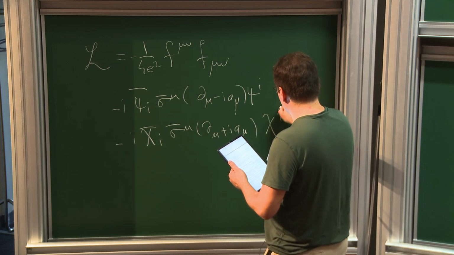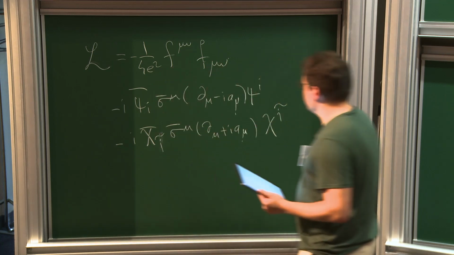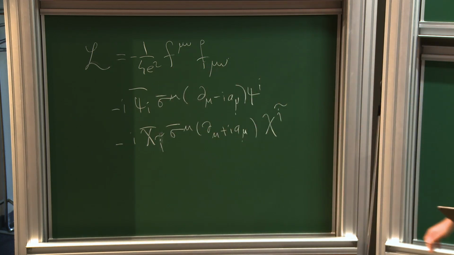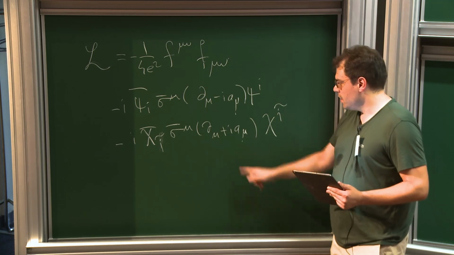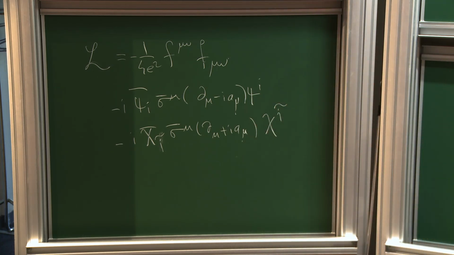And here I should be careful to make sure that the chi's have tilded indices and the psi's have untilded indices, so you see these don't talk to each other. If I add a mass term, they get fused together, but here they're independent.